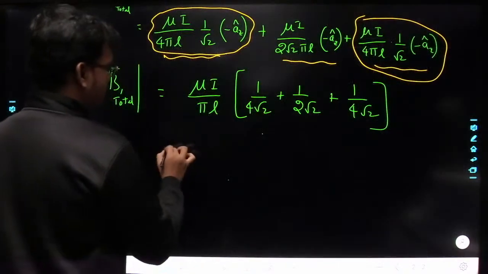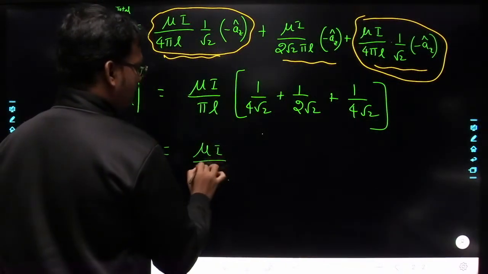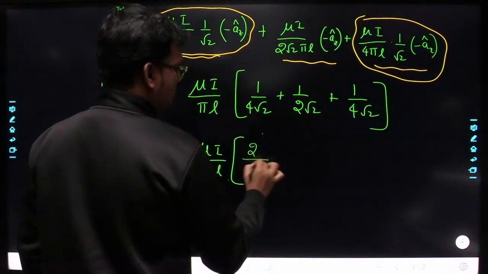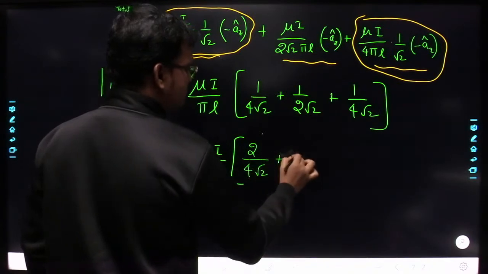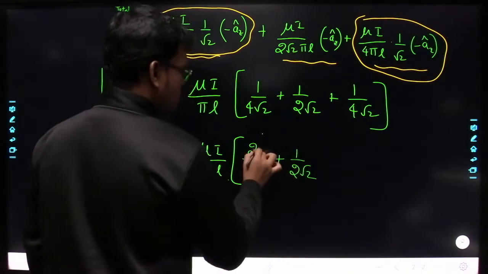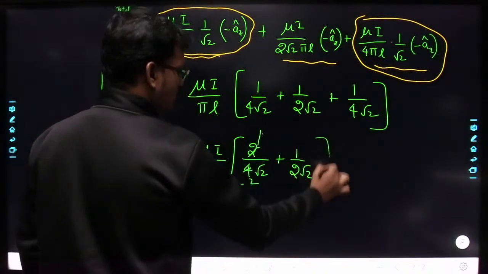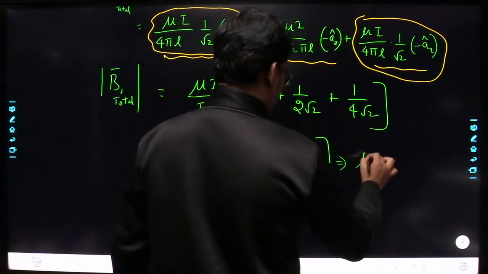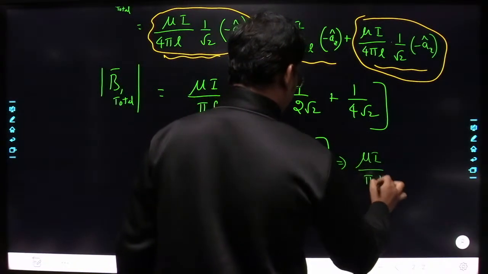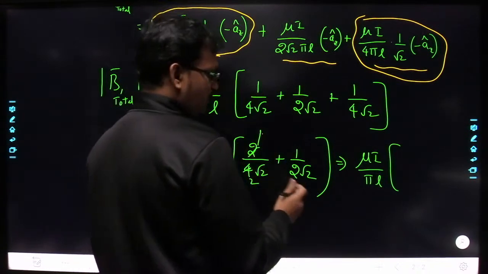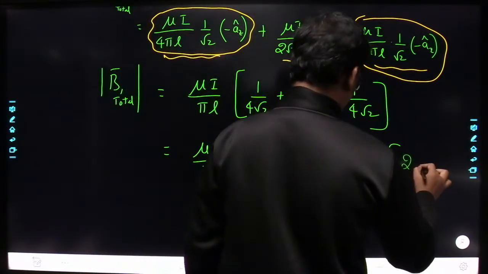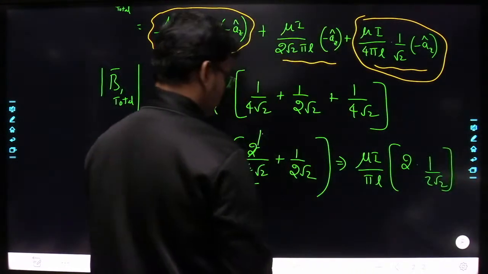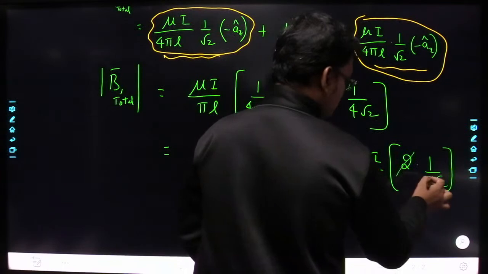Okay, so do this simplification. Mu I by pi L into 1 by 4 root 2 plus 1 by 4 root 2, that is 2 by 4 root 2, plus 1 by 2 root 2. So here 2 1s and here 2 2s. So here you are getting 1 by 2 root 2 plus 1 by 2 root 2. So this implies mu I by pi L into 1 by 2 root 2 plus 1 by 2 root 2, which is 2 into 1 by 2 root 2. Yes or no? Okay, so here 2 2 will get cancelled.